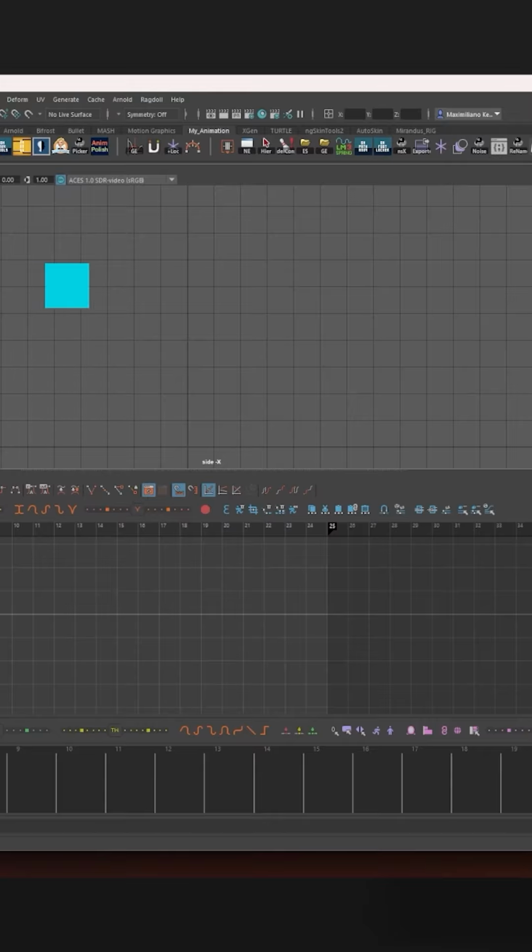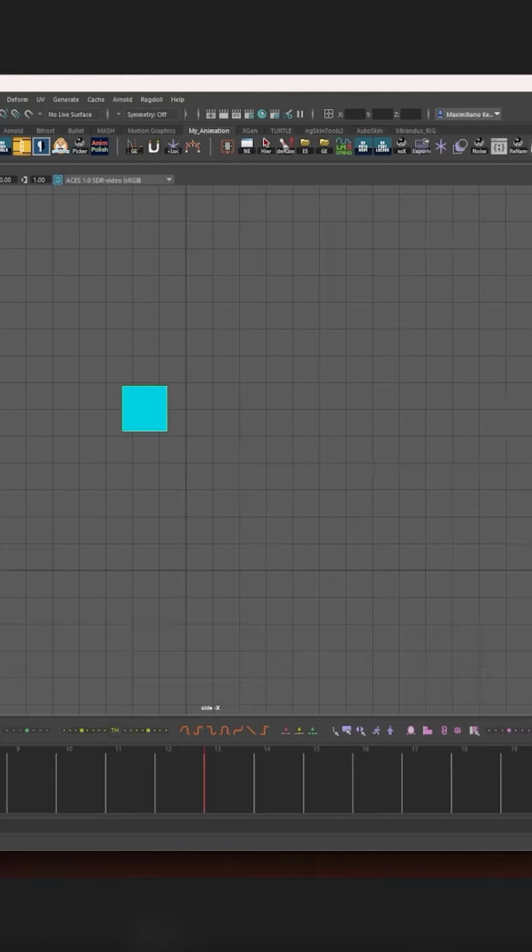We know that 24 frames is a second of animation, right? But things can move at different speeds and different things can happen throughout that time. We have this cube here moving side to side, and it's very linear right now. It's just the same speed overall throughout the whole thing. Why is that? Well, let's take a look.